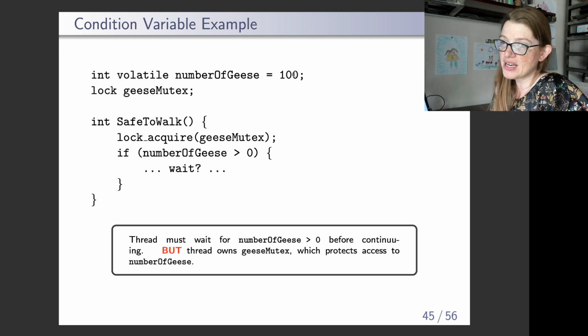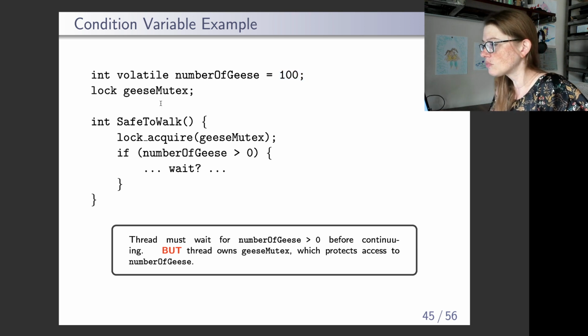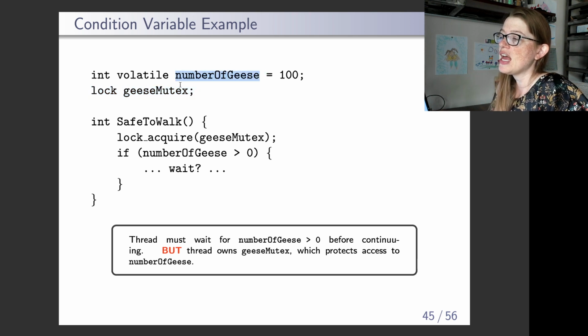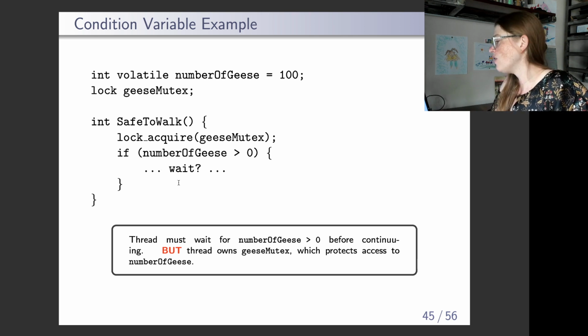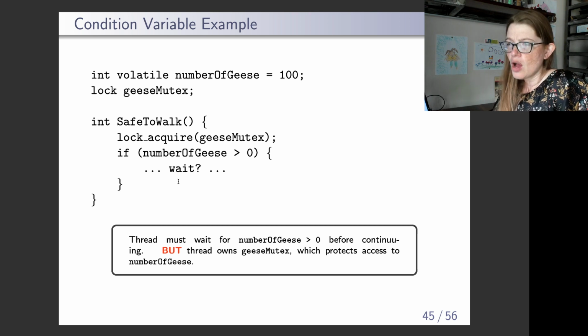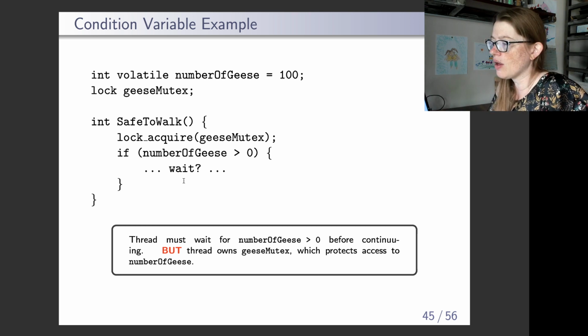And if you've been on campus, if you live in the Waterloo area, there are hundreds of geese on campus right now. And then we have a geese mutex, and this is going to be our lock that we use to protect critical sections that are trying to access the number of geese. So in safe to walk, in order to check how many geese there are, we first acquire the geese mutex. And we're going to check then, is the number of geese greater than 0? Because if it is, we need to wait somehow. So how are we going to wait while safely releasing this lock?